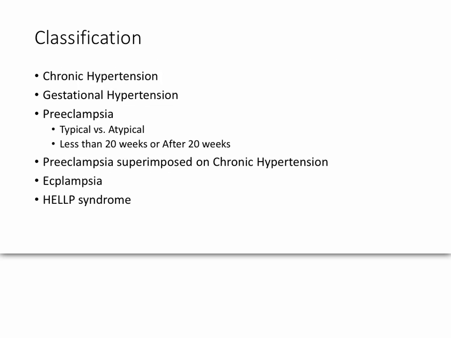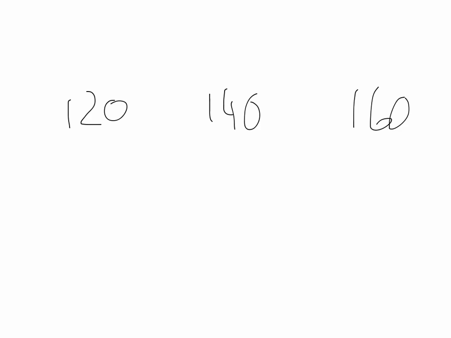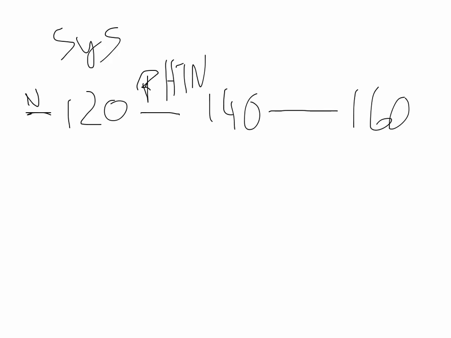Okay, so hypertension, you can have a chronic hypertension. And if you remember from the video I made on hypertension a few blocks ago, you basically group it by putting the numbers 120, 140, 160. That's going to be for your systolic blood pressure. If you're less than 120, this is normotensive. Between 120 and 140 is pre-hypertensive. Between 140 and 160 is going to be hypertensive stage 1. And then above 160 is hypertension stage 2.